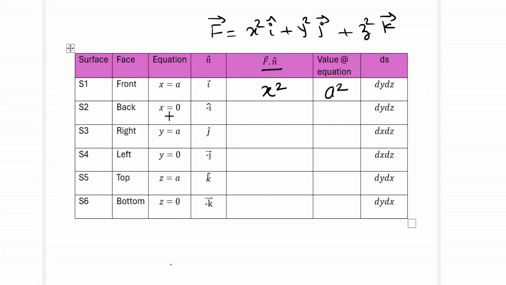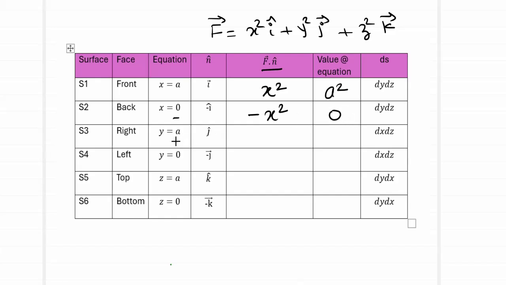Next, let me move to the back face. X equal to 0, minus i into i. What is i dot i? I dot i is 1, so now you have minus 1, and you will have this as minus x square. I dot j is 0, i dot k is 0, so the quantity is minus x square. Now what is the value at the equation? I need to substitute x equal to 0 over here. When I substitute x equal to 0, you will have this as 0.